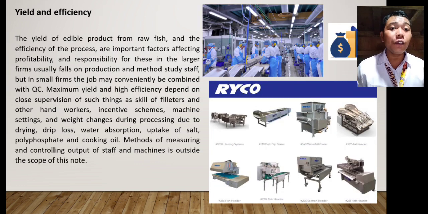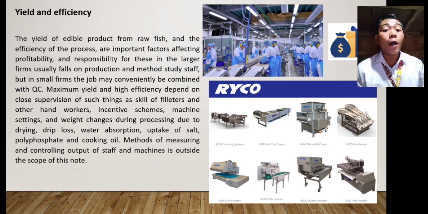Yield and efficiency. The yield of edible product from raw fish and the efficiency of the process are important factors affecting profitability, and responsibility for this in the larger firms usually falls on production and method study staff. But in small firms, the job may conveniently be combined with quality control. Maximum yield and high efficiency depend on the close supervision of such things as skill of filleters and other hand workers, incentive schemes, machine settings, and weight changes during processing due to drying, drip loss, water absorption, uptake of salt, polyphosphate, and cooking oil.